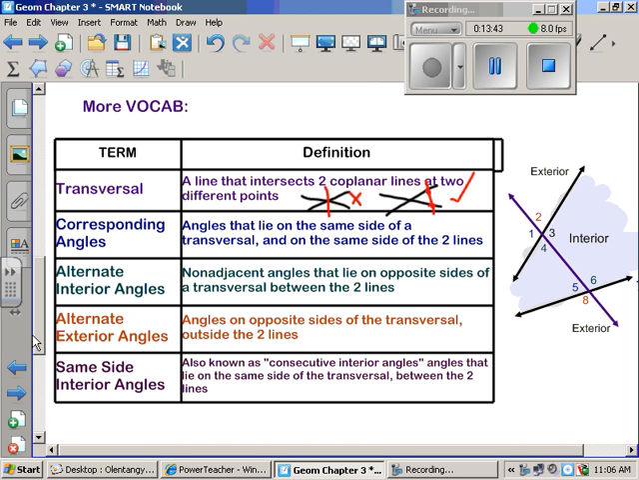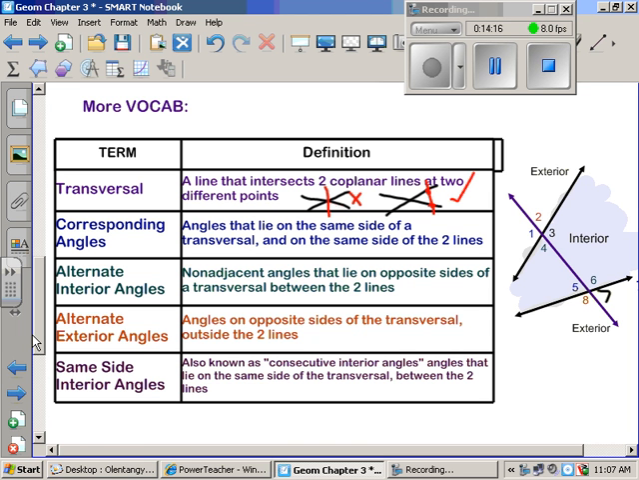Okay? Alternate exterior, same thing. Opposite sides of the transversal, but on the outside, in this yellow area. So what would be alternate exterior with angle 1? 8. Oh, no. There's nothing there. 7. Because it has to be on the opposite side of the transversal and on the outside of the lines. So 1 and 7 are alternate exterior. 2 and 8 are alternate exterior.